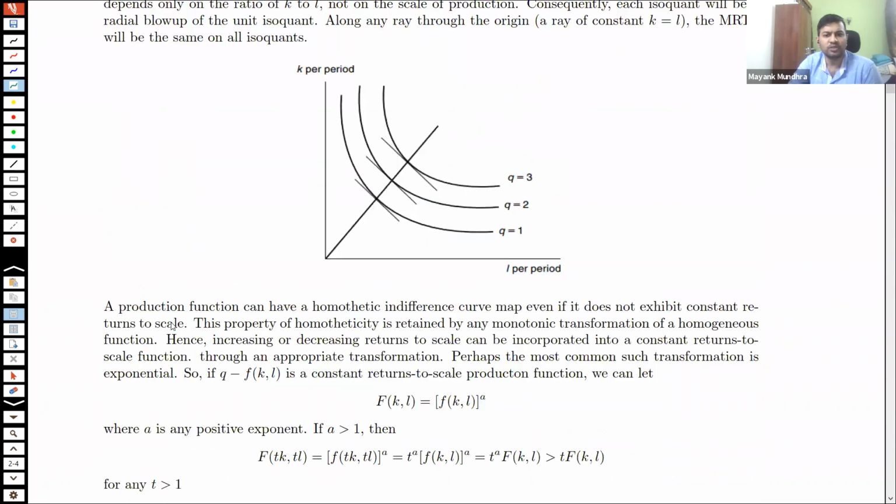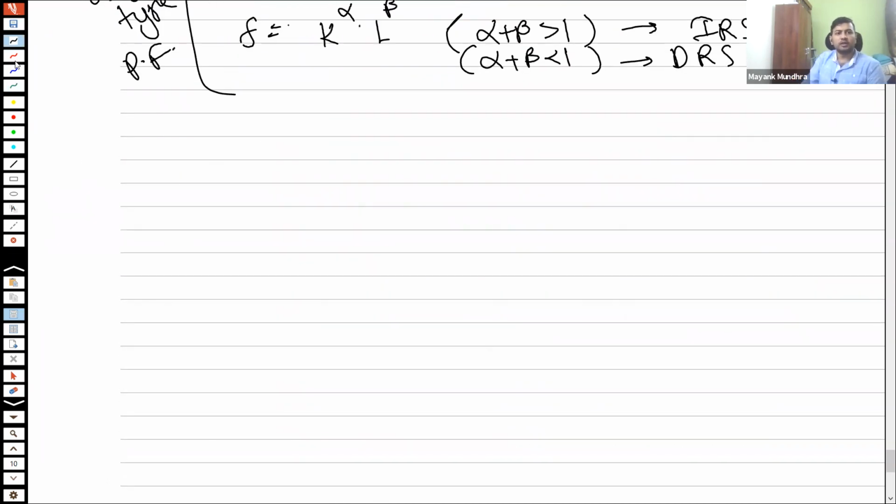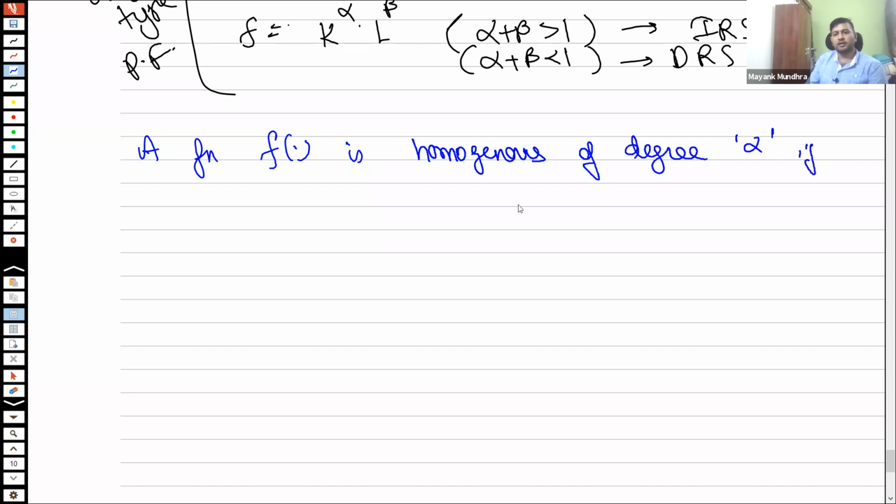Okay, homothetic production functions. Now, a CRS production function is homogeneous of degree 1. What is a function that is homogeneous of degree 1? A function f is homogeneous of degree alpha if f of tx equals t to the power alpha times f of x. This is the definition of a homogeneous function.